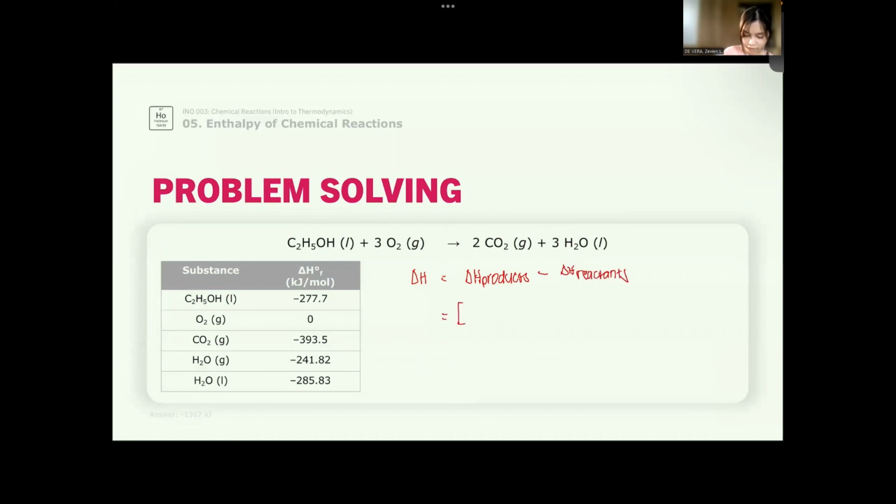So we have 3 times the delta H of H2O plus 2 times the delta H of CO2 minus the 3 times delta H of O2 plus 1 times the delta H of C2H5OH.